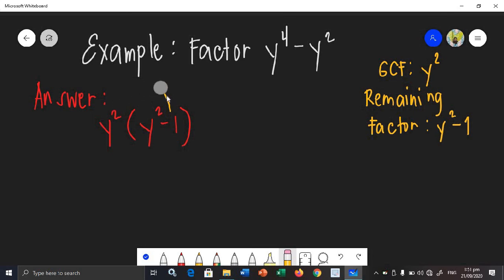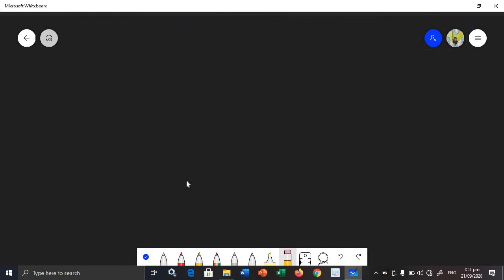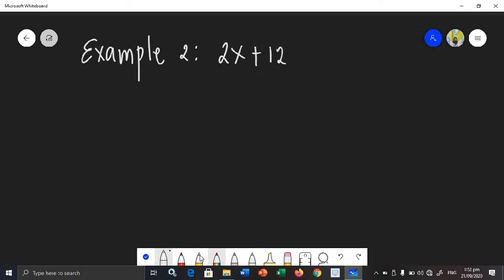Okay? So, the factors of y to the 4th minus y to the 2nd power are y squared and y squared minus 1. Or y squared and quantity y squared minus 1. Okay? So, let's say we have here another example. We will be factoring 2x plus 12. So, kailangan pag kumuha tayo ng GCF, alam na natin agad. No? Para hindi na tayo mahirapan.